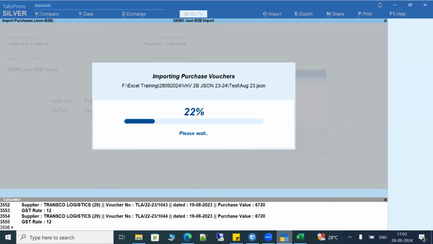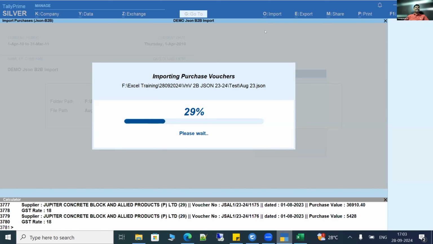And yes, sir. All those unmapped entries are parked into purchase ledger. Instead of purchase ledger, for your own control, you can mark it into miscellaneous purchases or suspense purchases, where you want to check and classify. You can do that. What you want to post where is completely in your control.